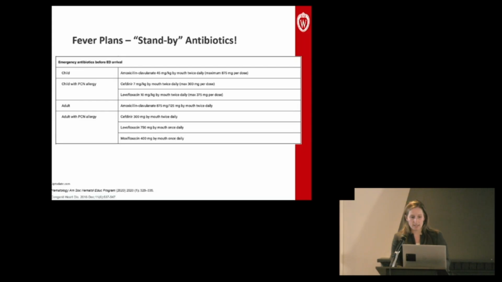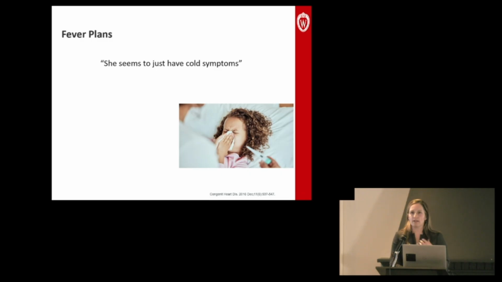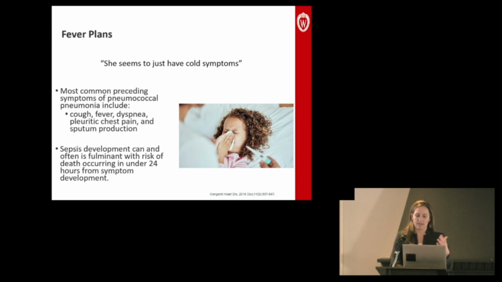The standby antibiotic for children and adults is typically Augmentin, but again, there are other options for beta-lactam allergic patients. One thing we talk about, especially with my toddlers or babies with older siblings, is a conversation that we often have: but she looks fine, there are colds around, everybody's in school, it's okay. But one thing that we have to remember is that pneumococcus is our most common organism here, and the most common preceding symptoms of pneumococcal pneumonia are going to look somewhat cold-like. And so it's hard to be reassured completely, even if they have cold-like symptoms.